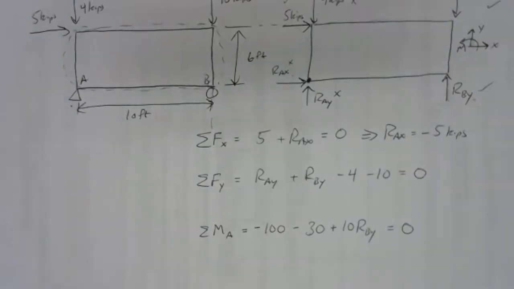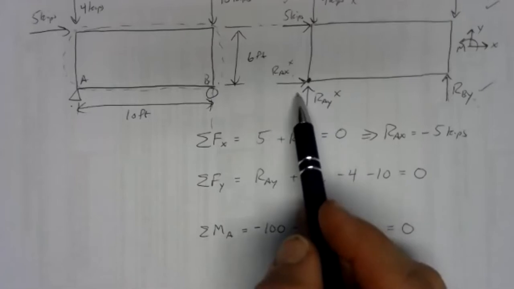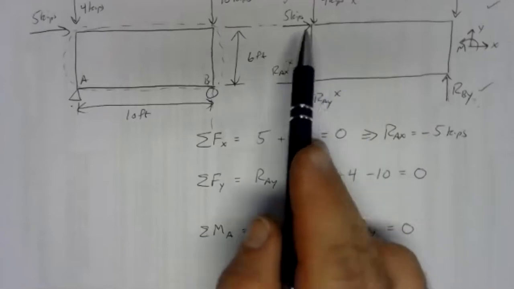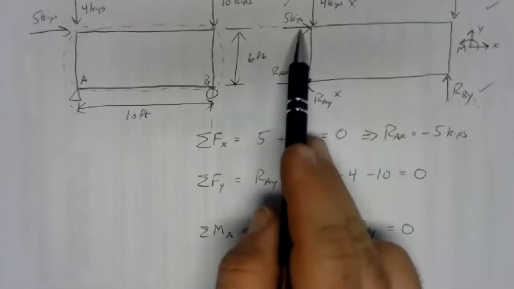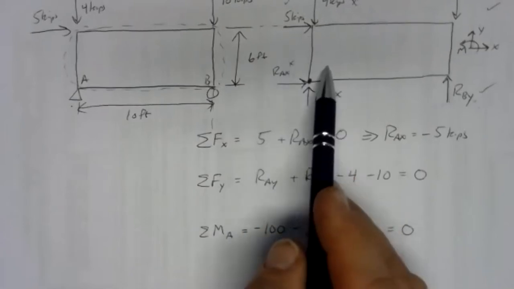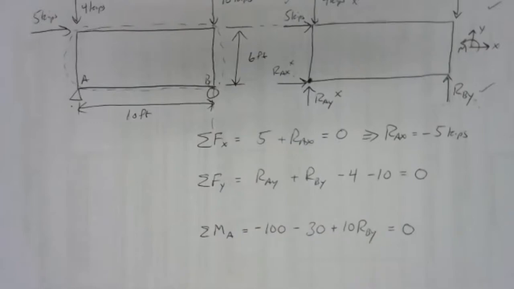And that negative is a clue that we made an incorrect assumption with respect to RAX. When I drew my free body diagram, I assumed RAX was pushing to the right. But it can't be pushing to the right because this 5 kips is also pushing to the right. If both forces push to the right, then we don't have equilibrium. We have this thing going off to the right. We have a net force.